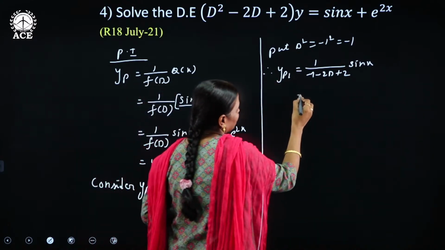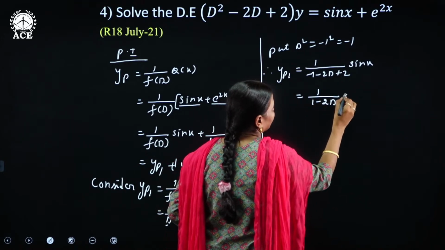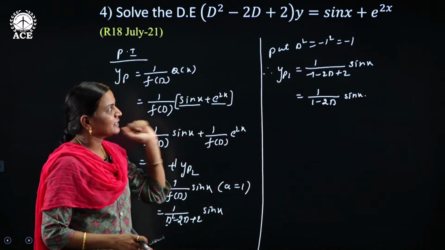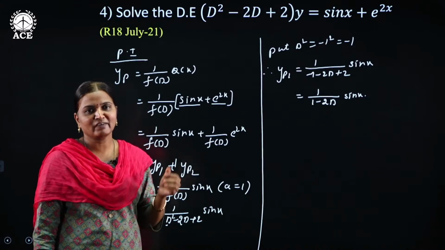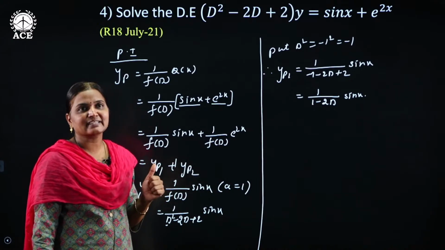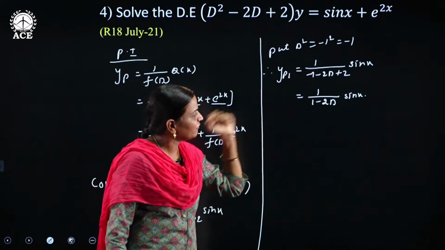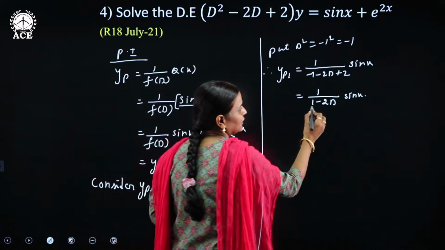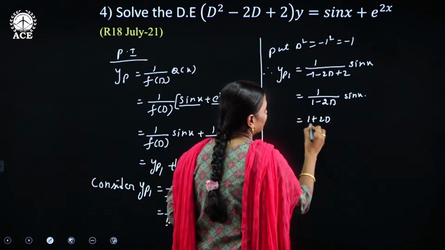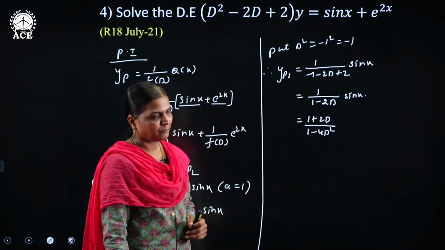So now here, this is equal to 1 by minus 1 plus 2, 1 minus 2D into sin x. Now how to find the particular integral here? After substituting D square by minus a square in f of D, if f of D still contains D terms, how do we find the particular integral? Make the denominator an even power. When will it be an even power? By rationalizing it. What is the conjugate of 1 minus 2D? It is 1 plus 2D, so multiply and divide with 1 plus 2D, giving 1 plus 2D by 1 minus 4D square.